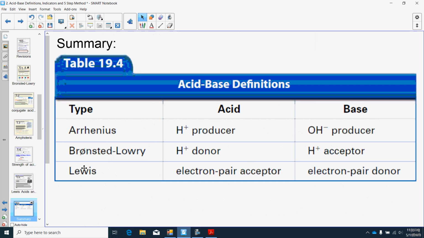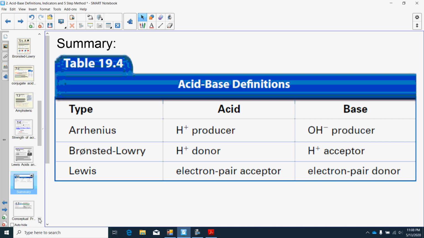This is a great summary table, and so you could take a picture of it, or these slides will be available for you, so you could take a look through the PDF. And this one is nice because it's got all three definitions here. H plus producers, OH negative producers. The limitation here is that it has to be an aqueous solution. Okay, Bronsted-Lowry can be an aqueous solution, but doesn't have to be. Proton donors are your acids, proton acceptors are your bases. Lewis, they're flip-flopped, and they're talking about electrons. So electron pair acceptors, electron pair donors.